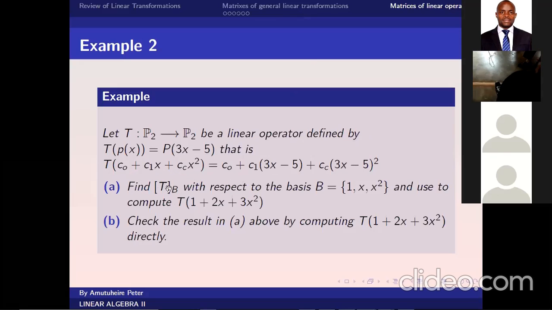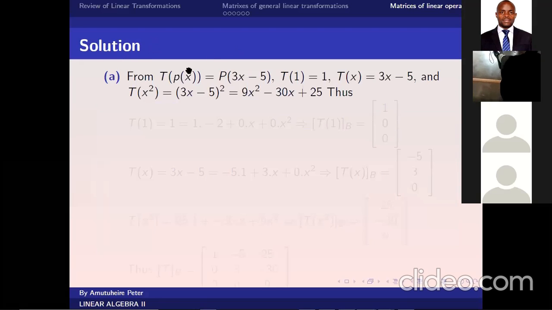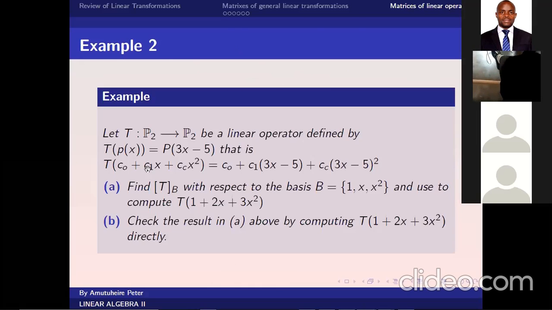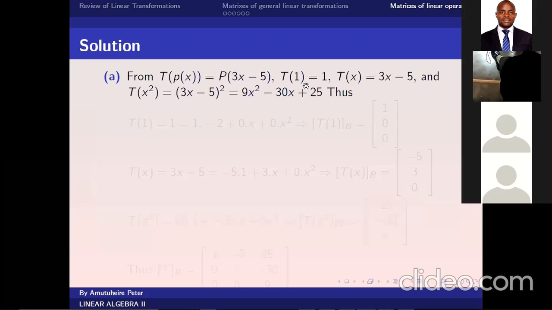So we want to find the matrix representation of T. We want to use the matrix representation of T, compute this, and then after we compute this directly, we can check whether our working is okay. So here we go. From the definition of this, we have this. So T of 1 is a constant, so this one gives us 1. Remember, when you have T of the constant c0, it returns c0 since we don't have an x. So that one is 1.